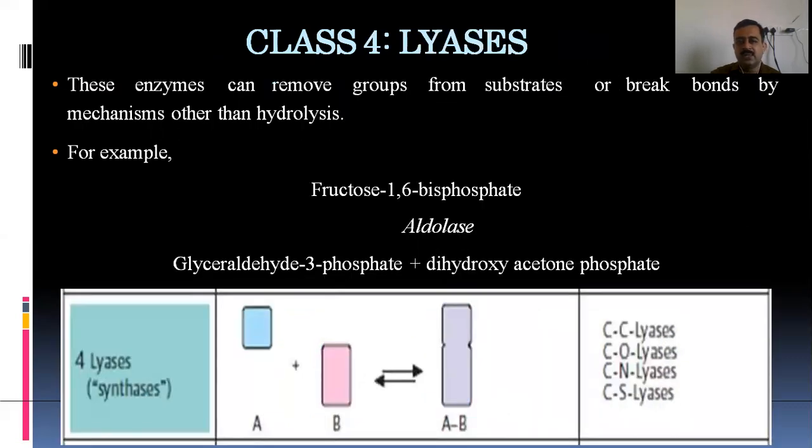The fourth class is lyases. These enzymes can remove a group from a substrate or break a bond by a mechanism other than hydrolysis. So what might the reaction be, other than hydrolysis? Fructose 1,6-bisphosphate, by aldolase, gives glyceraldehyde 3-phosphate plus dihydroxyacetone phosphate. Examples are C-C lyases, C-O lyases, and C-N and C-S lyases. Lyases are also called synthases.